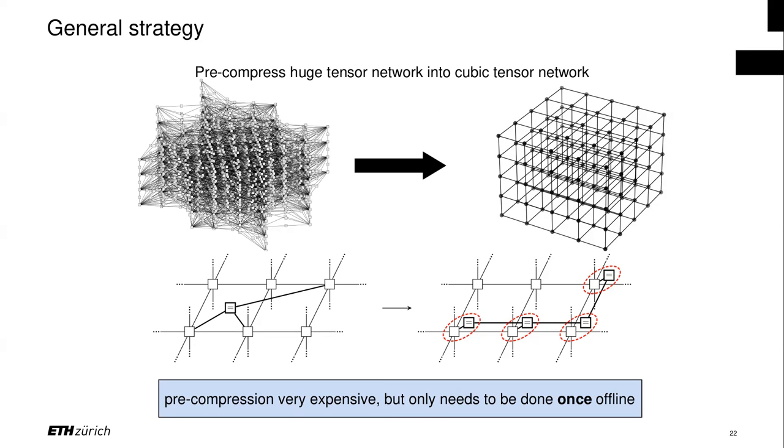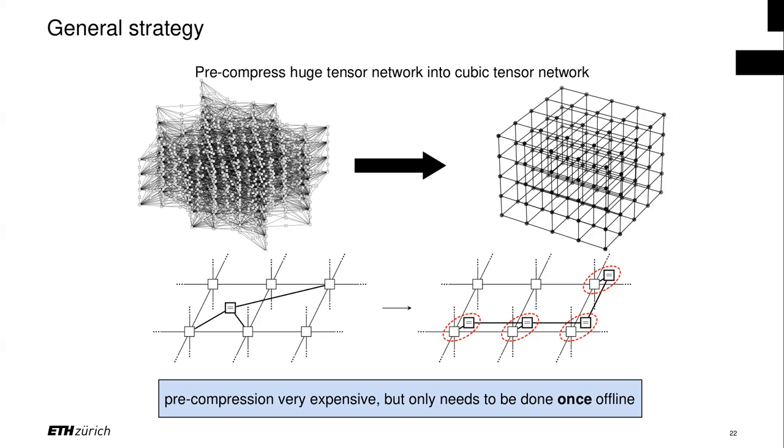One trick that we had is we kept an open edge on every one of the sides of that cubic tensor network. It's not actually drawn in the picture, but we had an open edge corresponding to the syndrome measurement outcome, which means that this pre-compression that we did, we only need to do it once offline, and for every sample that we decode, we contract the syndrome value onto the local sides, and we can reuse the pre-compressed tensor network. So it's a very expensive step.